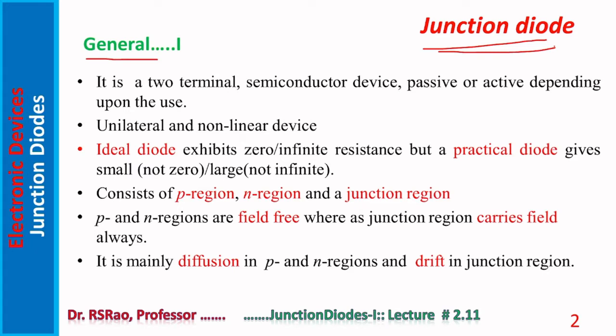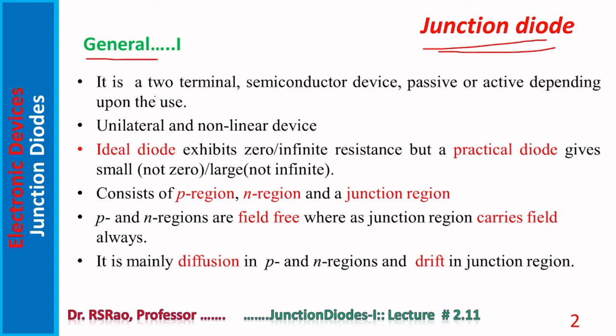Diodes which require to operate at very high voltages, very high power levels, only use vacuum tube technology for their fabrication. All other diodes use semiconductor technology. So at present 99% of the diodes are semiconductor diodes. Our focus in the present session is on semiconductor diodes, junction diodes. Some general points are given in this slide.